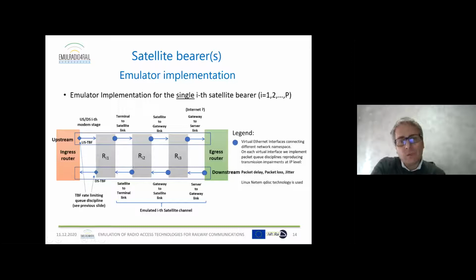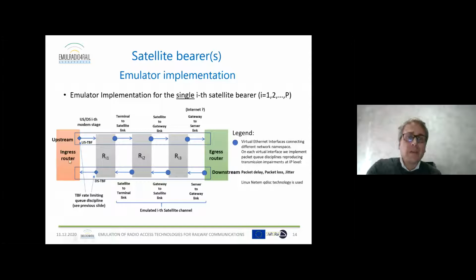We are able to emulate the satellite to terminal, the terminal to satellite link here, following the upstream link. The next link is able to emulate the satellite to gateway link, and the third one is able to emulate an internet connection between the gateway and the server, using a wide area network connection, if we consider the application server is located after a wide area network connection.